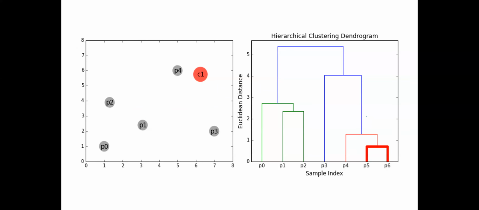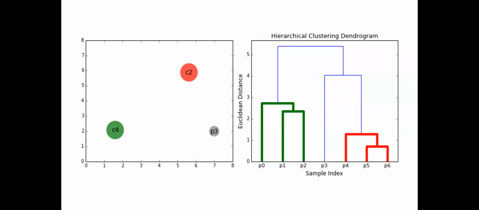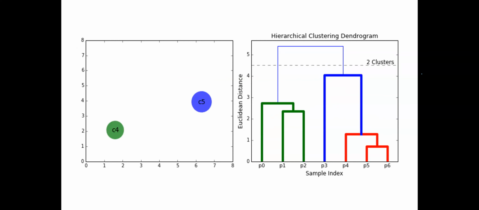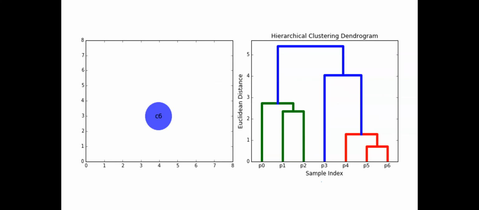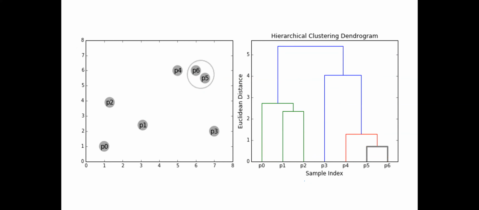And this is the corresponding dendrogram for that. At this point, we now have 3 clusters. So we cut it here, we have these 3, we have 2, until we have one big cluster where all the data points are in.